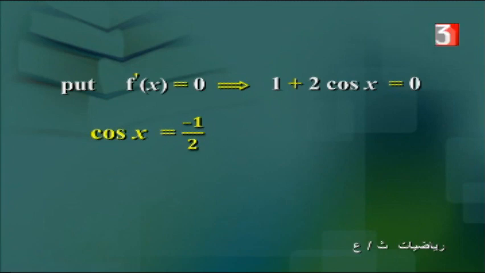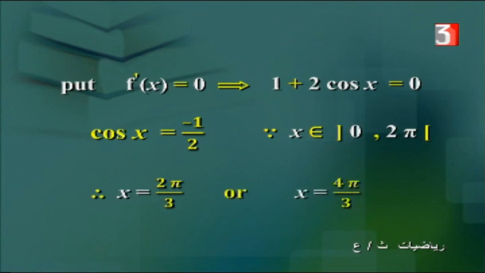Then cosine x equals negative half, and don't forget that x belongs to the open interval 0 and 2 pi. Then x equals 2 pi over 3 or x equals 4 pi over 3. Where cosine is negative, the function lies in the second quad or the third quad. In the second quad, x equals 120 degrees or x equals 2 pi over 3 in radian measure. And x in the third quad equals 240 degrees, which is 4 pi over 3 in radians.